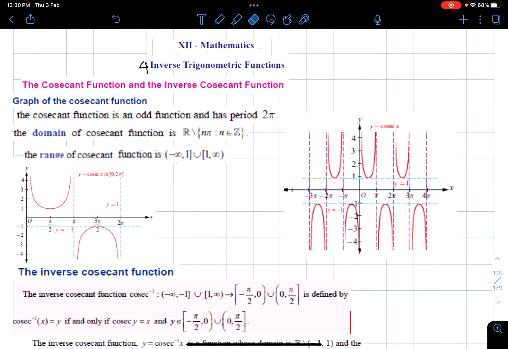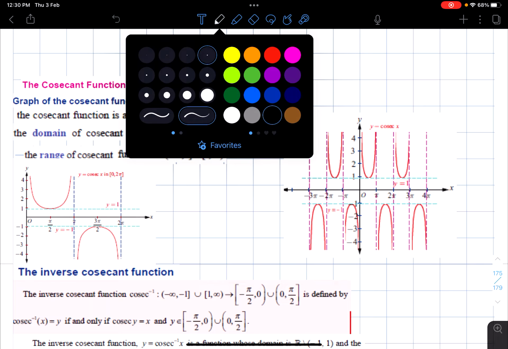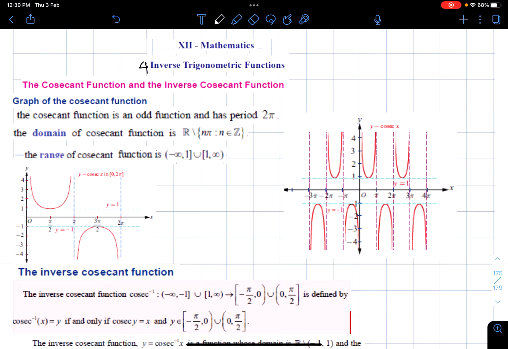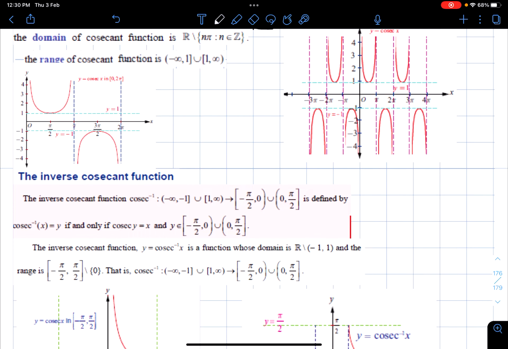So what is the cosecant function? It is an odd function with a period of 2 pi, and I have given you the graph also. The domain is R other than n pi, where n belongs to Z, and the range is minus infinity to minus 1 union 1 to infinity. Here the graph is given for you, and a continuous graph is also given, with a line in between, which you can understand easily.